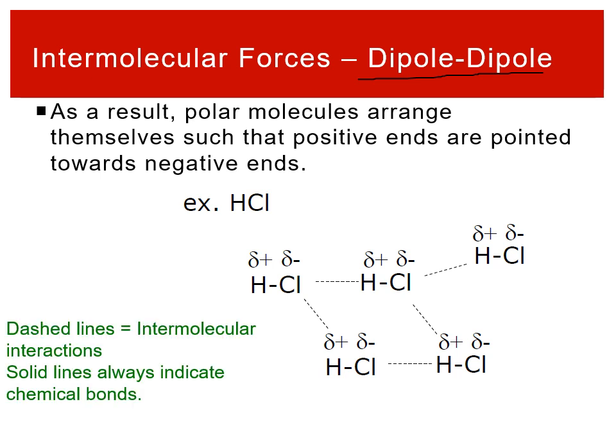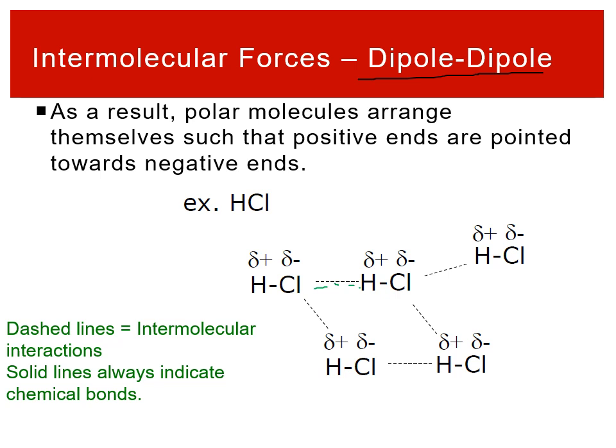One quick note on notation here. You can start to see there are dashed lines. Dashed lines mean it's an intermolecular interaction. We are going to reserve solid lines for chemical bonds. The solid line between the hydrogen and the chlorine indicates that those atoms are bonded together. The dashes just imply the interactions between different molecules. So they're always going to be dashed for intermolecular forces.